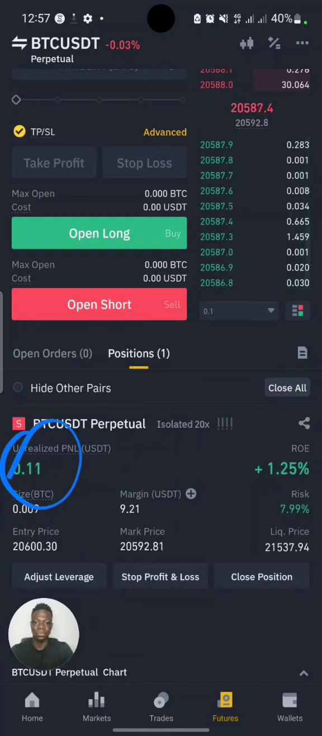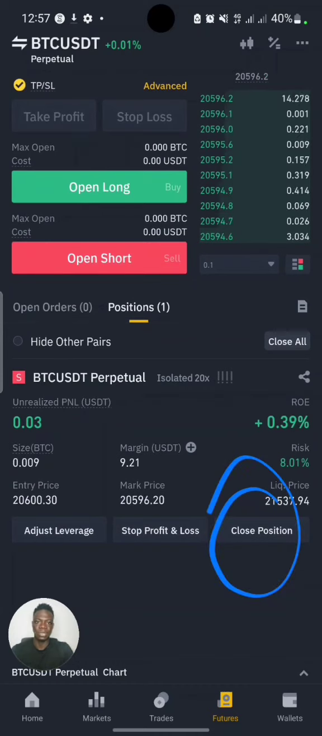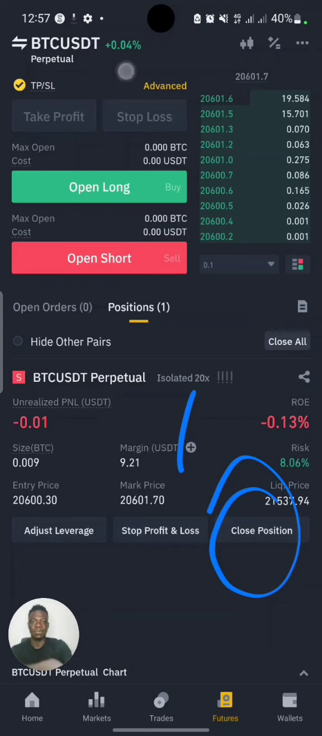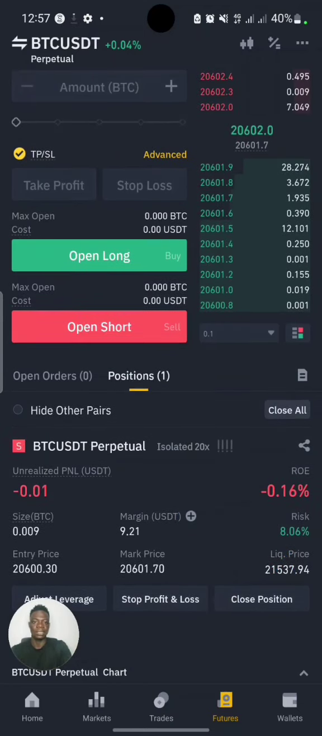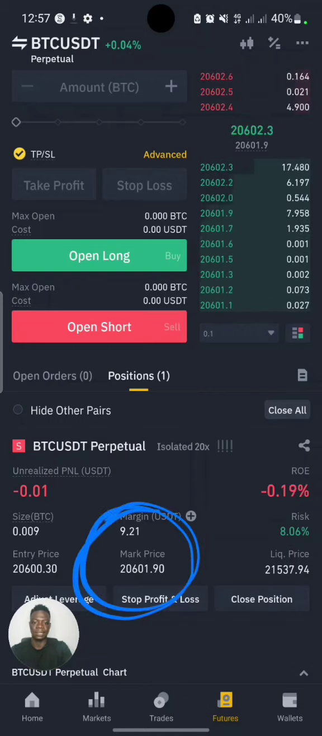If I want to close this trade at a loss or at a profit, I'll just click close position, and that's all. I'm out of the market. That is also, you see, it's above my price now. That is why it is in red. This is the price I entered the market at.